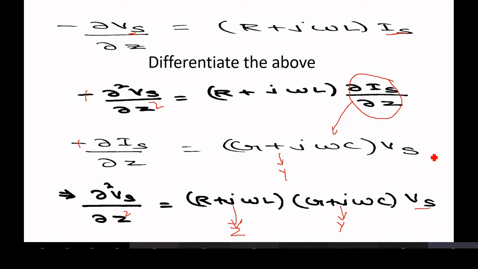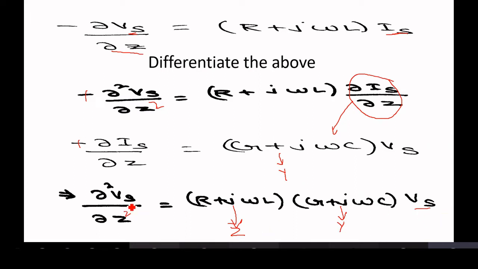So this is the second order differential equation, whereas this one is the first order differential equation. So is it clear? Simply we have to differentiate this equation, and in this equation we have to substitute for dou Is by dou Z in terms of Vs. Now the entire equation will be only in the same parameter.